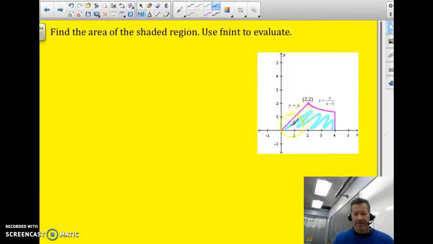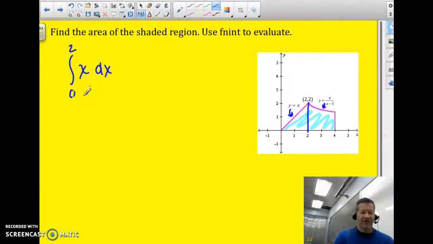Okay, so find the area of the shaded region. Well, this is not a recognizable geometric figure, but I know this is the line y equals x, and I know this is the curve y equals x over x minus 1. So if I can partition this area right here, this is a triangle. I could find the area of this triangle, or I could just say it's the area under this graph. So this is the area from 0 to 2 of x dx.